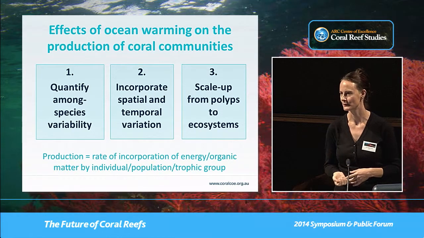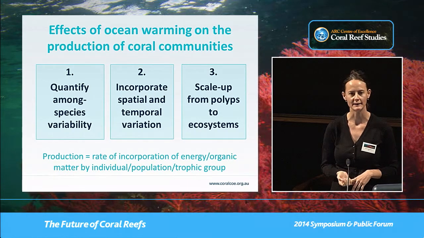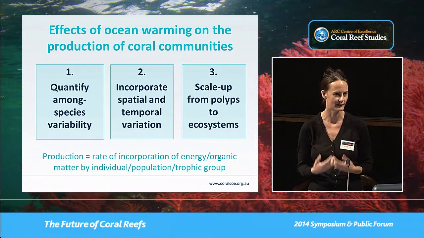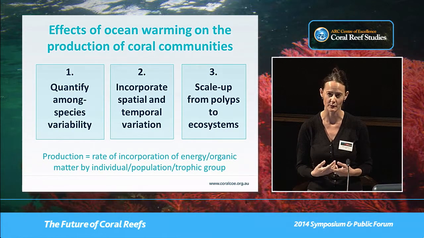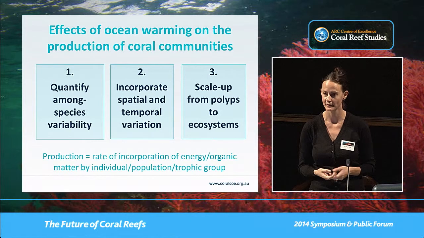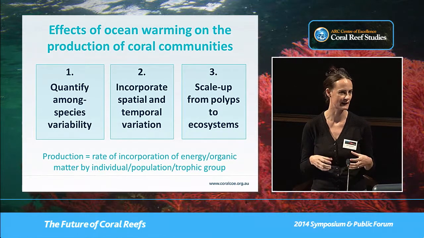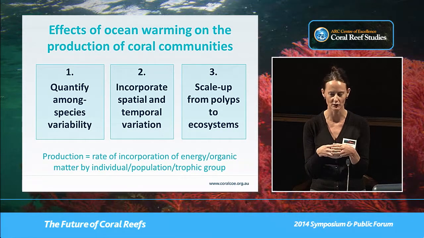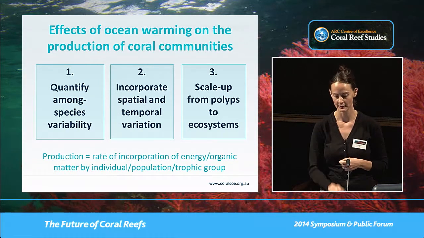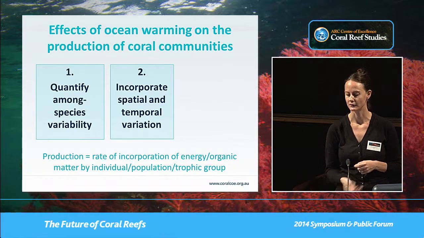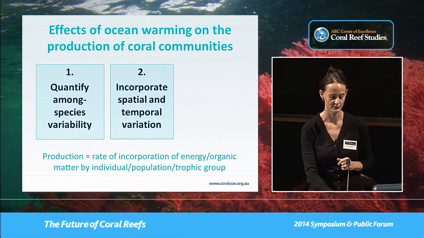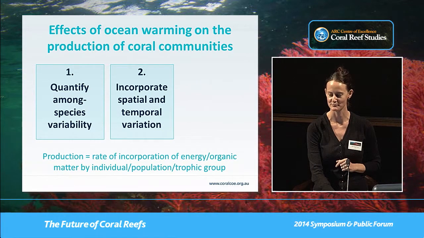If we want to answer this question in a systematic way, we need to obviously account for interspecies or among species variability in these productivity levels. We also need to incorporate spatial and temporal variation in the environment. And then we also need a strategy of scaling up from processes happening at polyp level or individual colony level to ecosystem scales. So today I'll be focusing mainly on these first 2 points, just for the sake of time mainly, but also due to data constraints.